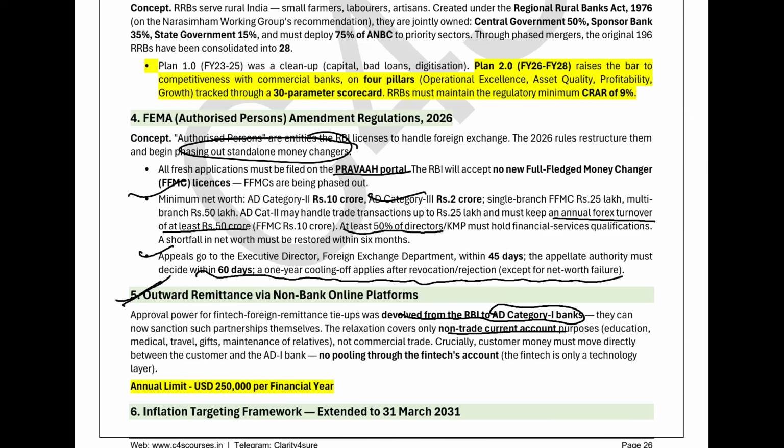The fintech is only the technology layer. There will be no pooling of it. Is it clear? Crucially, customer money must move directly between the customer and the AD1 bank. Is it clear? Now, the annual limit, this is important. The annual limit is USD 2,50,000 per financial year. Now, just remember that data.